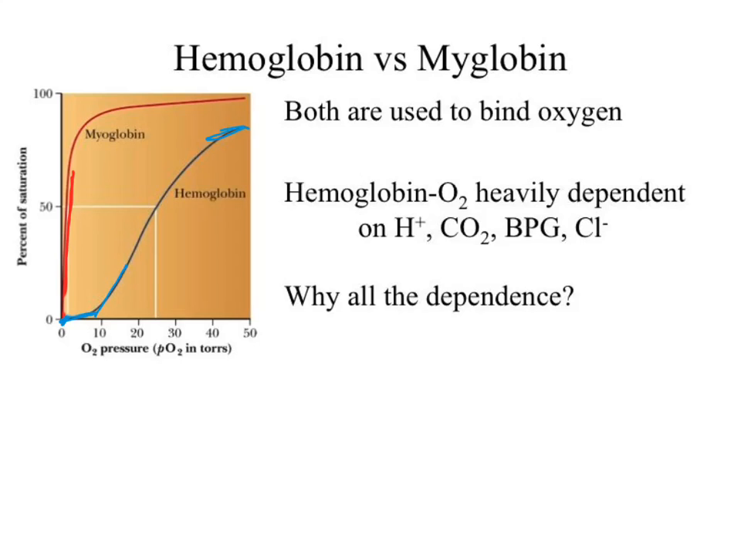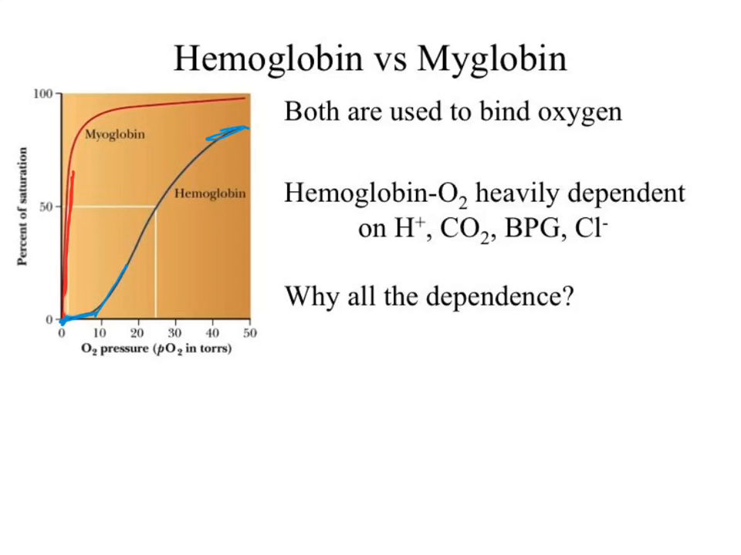Hemoglobin has a lot more dependence on both oxygen as well as a bunch of other factors. Acid concentration, CO2, bisphospho, let's just say BPG, I already forgot it, and chloride ion. Why do we have all this extra dependence for hemoglobin? Because it doesn't only carry oxygen, it carries other gases. It can carry other gases, but there's another important reason behind it. Is it just the elevation too?